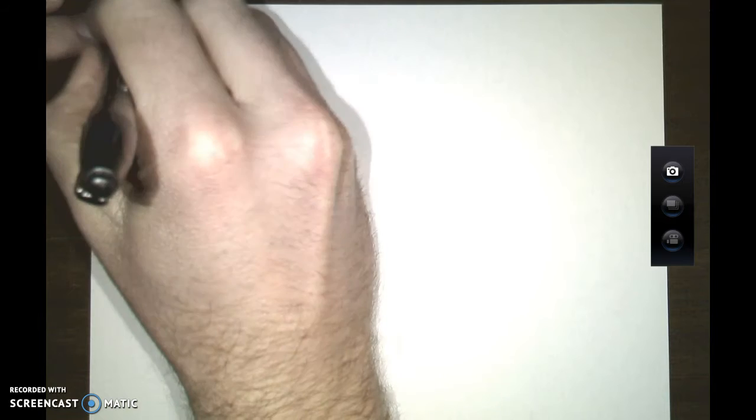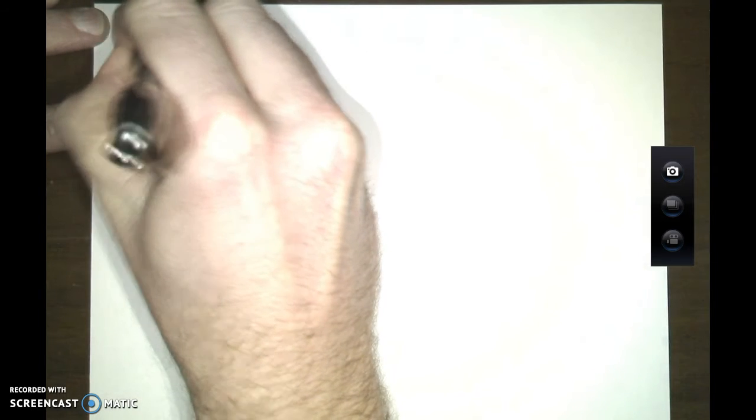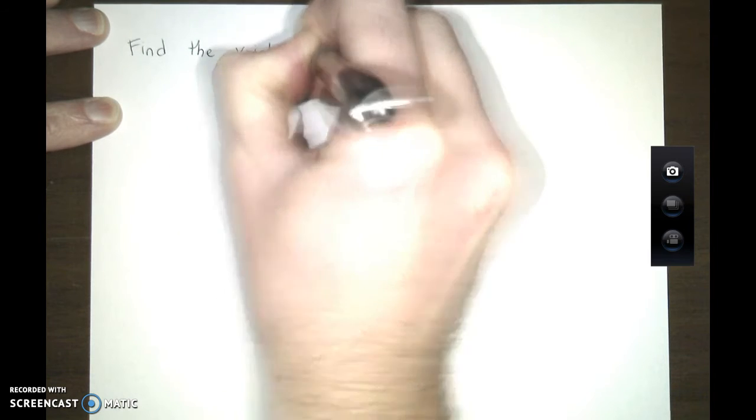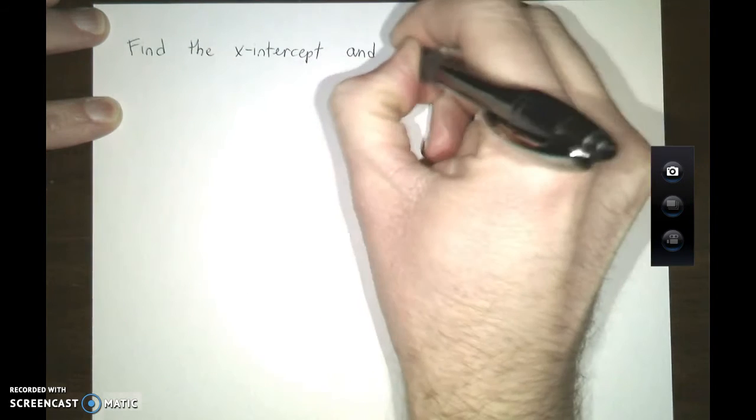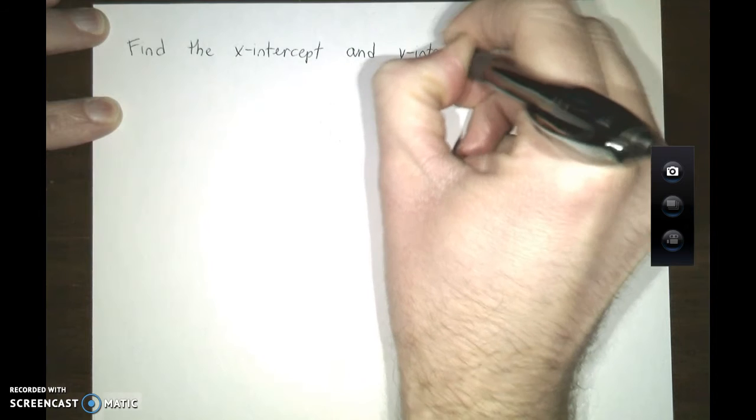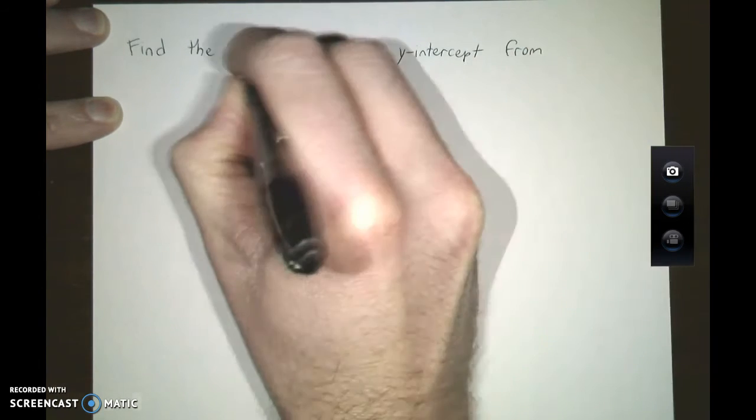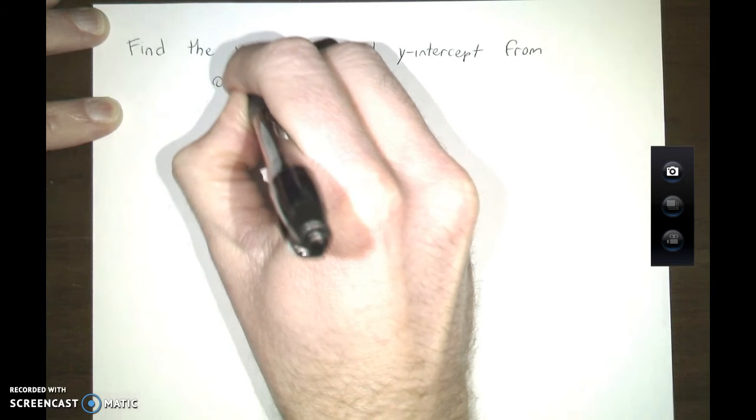Alright, in this video we're going to look at finding the x and y intercepts from ordered pairs. So let me write my instructions up here. Find the x-intercept and y-intercept from ordered pairs.